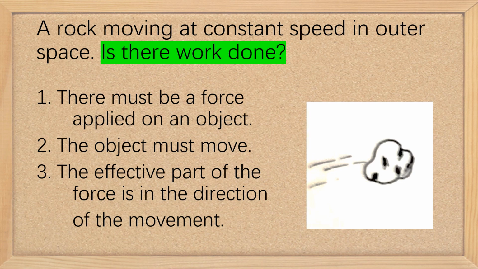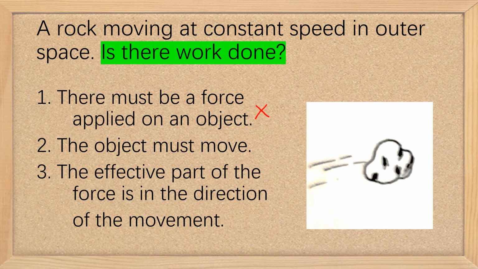We are going to use these criteria to determine if there is work done in each activity. Number one, a rock moving at constant speed in outer space. Imagine this rock in the picture is in outer space and it's moving constantly. Let's check if all of the criteria are met. Number one, there must be a force applied on an object. Since the object is not changing speed, there is no force being applied to it. So this is an X.